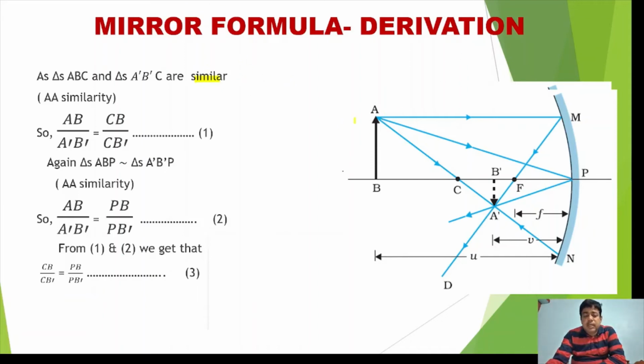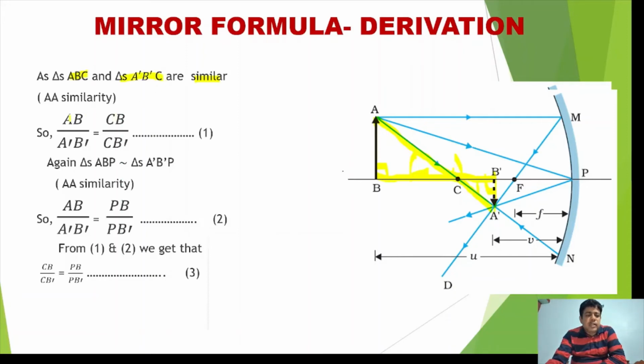You see here, triangle ABC is a right angle triangle, yes or no? This angle is 90 degrees. Another triangle is A'B'C, and this angle at B' is also 90 degrees. And this angle is equal to this angle, which are vertically opposite angles. So according to angle similarity, the triangles are similar. So triangle ABC is similar to triangle A'B'C.